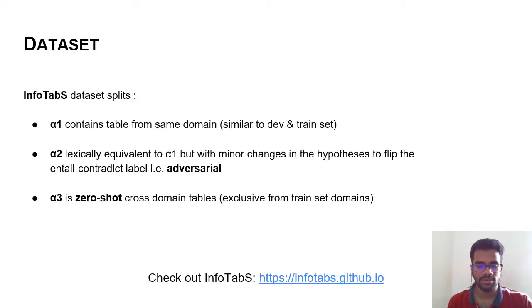Our experiment uses a tabular inference dataset introduced by Gupta et al. called InfoTabs. In addition to the conventional development and test set alpha-1, an adversarial test set alpha-2, which is lexically equivalent to alpha-1 but with minor changes in the hypothesis to flip the entail and contradict labels, and a zero-shot cross-domain test set alpha-3 containing large tables from other domains that are not in the training set are used for evaluation.